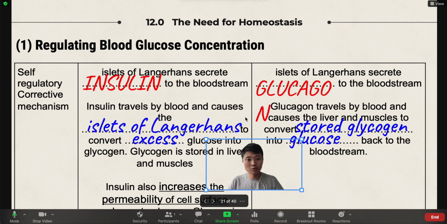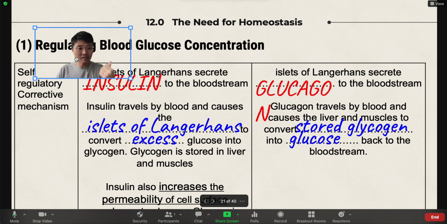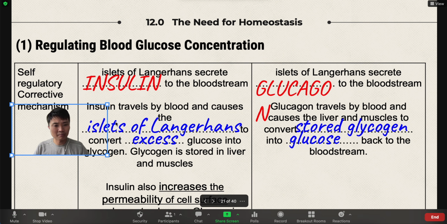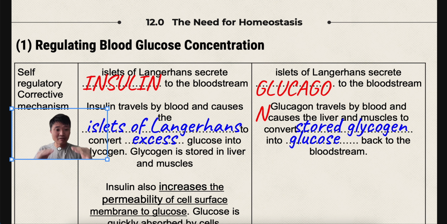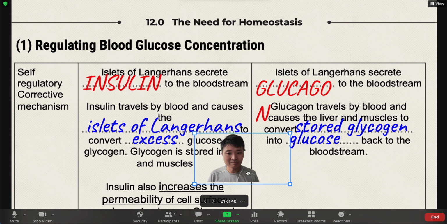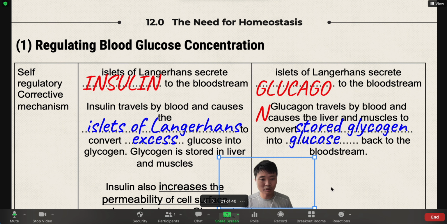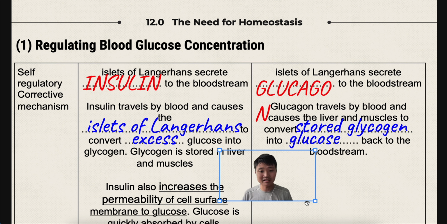This one is if the blood sugar level increases beyond the normal. We say this one first. If it increases, what's the self-regulatory corrective mechanism? The islets of Langerhans will secrete insulin into the bloodstream. Insulin will travel by blood and there's a lot of error here, can you please delete this? It causes the liver to convert excess glucose into glycogen. I'll change it in the slides later, but it's wrong here. Glycogen is then stored in the liver and muscle cells. It also increases the permeability of the cell surface membrane to take in glucose. So all these are corrective mechanisms.